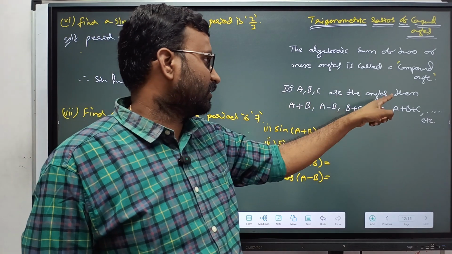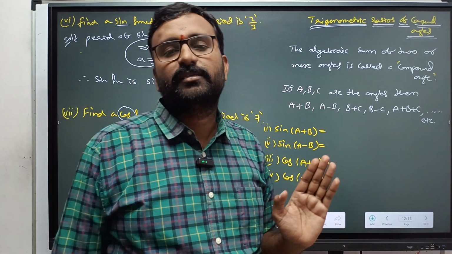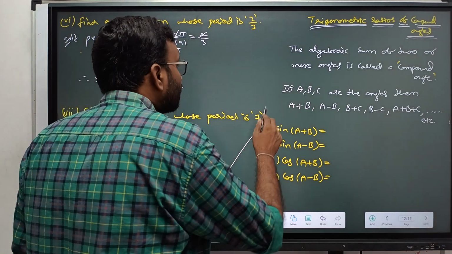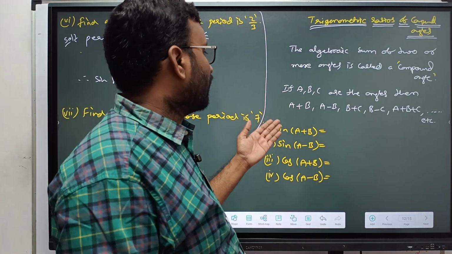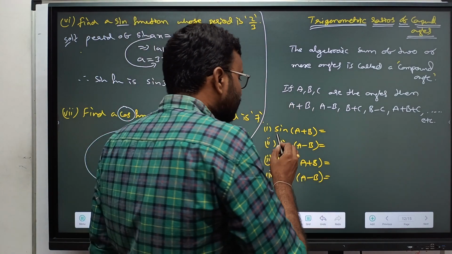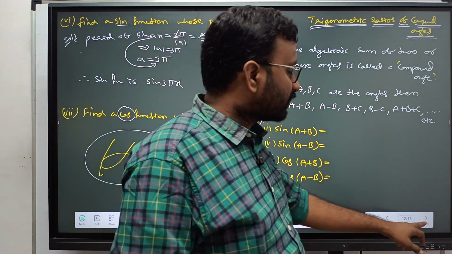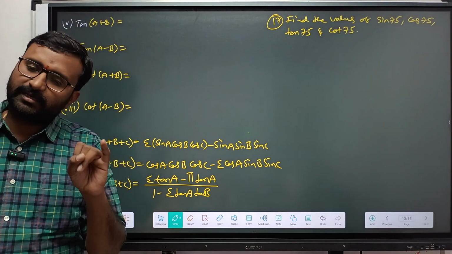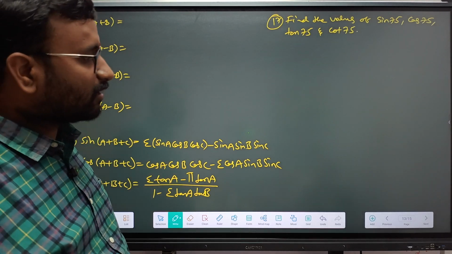If A, B, C are three angles, then A plus B, A minus B, B plus C, B minus C, A plus B plus C, and so on are compound angles. Now, what are the results for trigonometric ratios of compound angles? If A, B and C are three angles, what is sine of A plus B, sine of A minus B, cos of A plus B, cos of A minus B, tan, cot, secant, cosecant, and A plus B plus C for sine, cos, tan? These are all compound angle related.